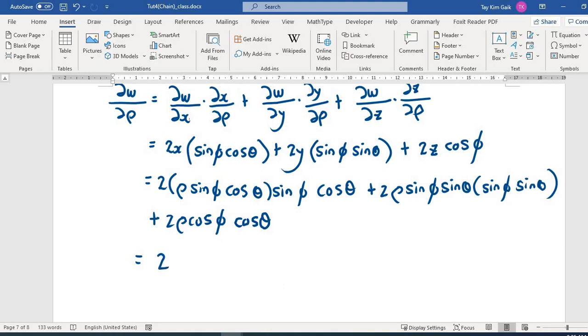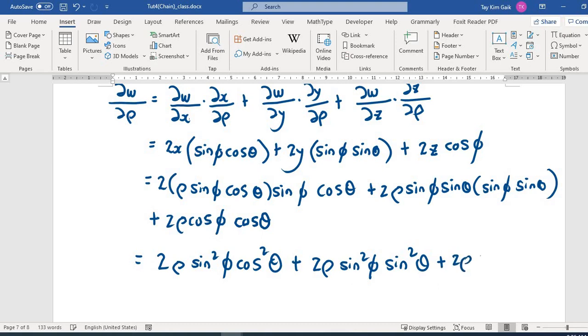The first term, rho sin phi cos theta, so you have 2 rho sin squared phi cos squared theta. Second term, 2 rho sin squared phi sin squared theta. And the third term, 2 rho cos squared theta.